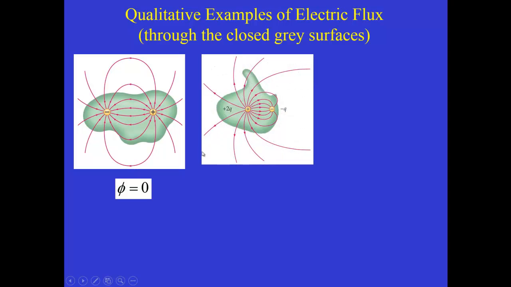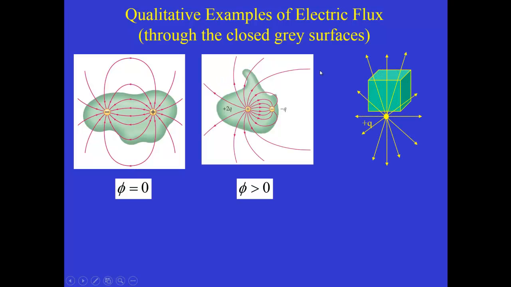Remember, flux is a measure of the number of field lines passing through the surface, and direction matters. How about this case? Here we have a dipole, but it's a non-symmetrical dipole, so there's a plus 2q and then a minus q. If we look at this, we see some of the field lines that go out also come back in, but an equal number that come out don't go back in. So this is a case where there's a net flux because some of the field lines go off to infinity and don't come back in through the surface. This means the flux is positive. We've defined flux to be positive when it's in the outward direction coming out of a closed surface.